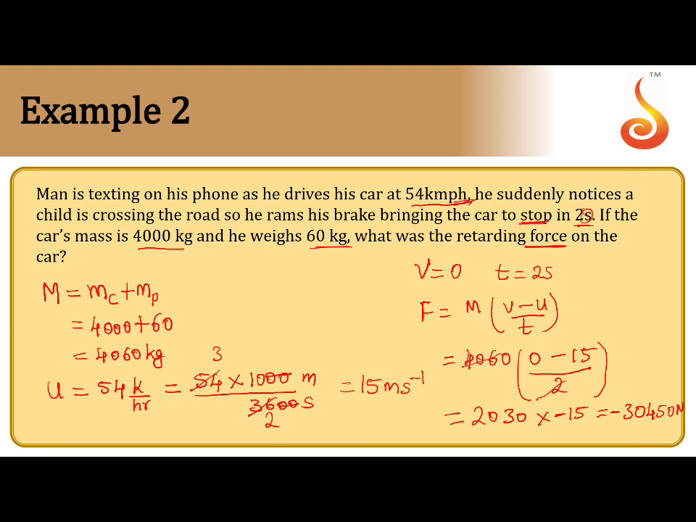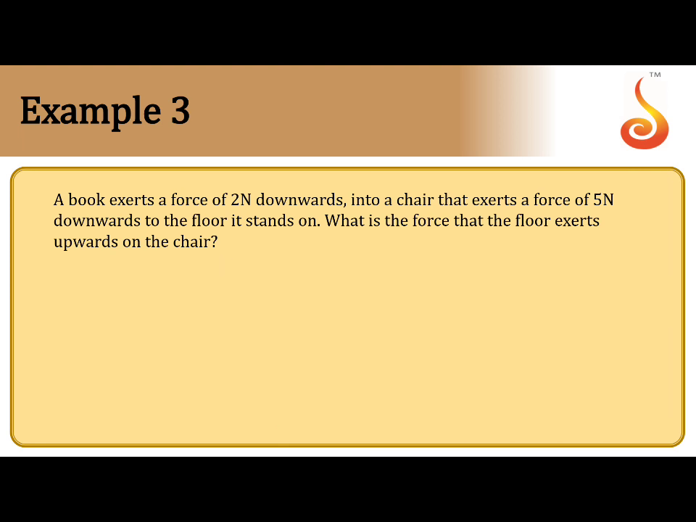We will move on to the next problem. A book exerts a force of 2 Newton downwards into a chair that exerts a force of 5 Newton downwards to the floor it stands on. What is the force that the floor will exert upwards on the chair?